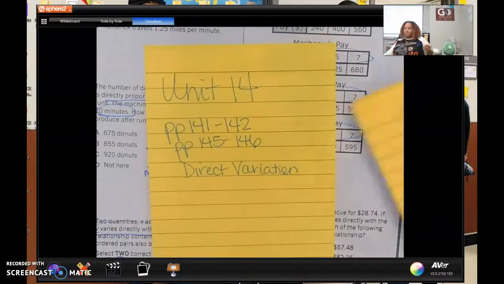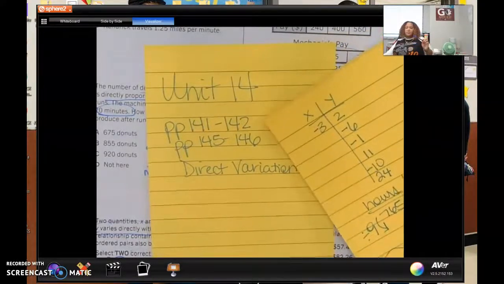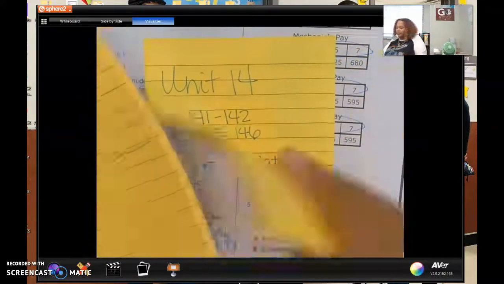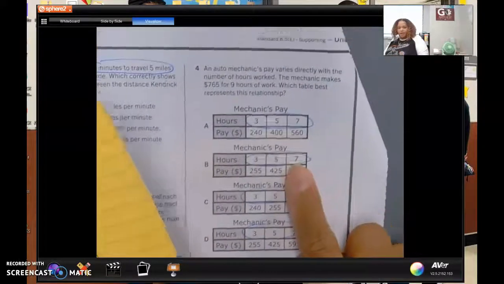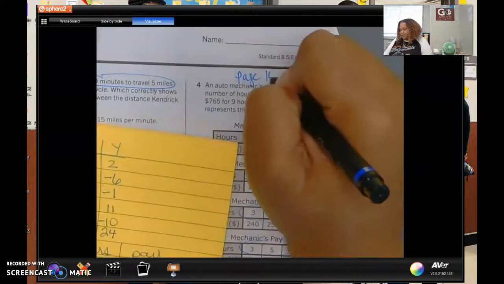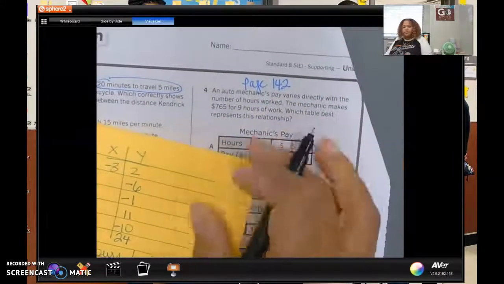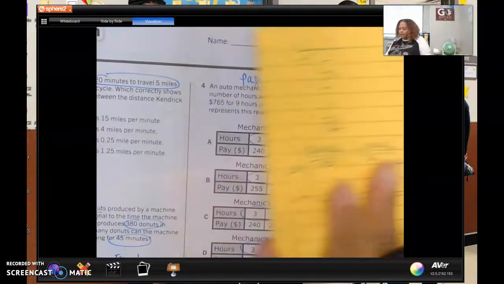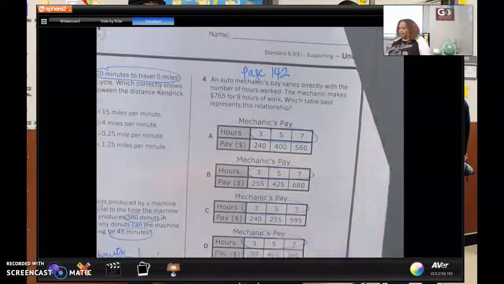Okay, so we're finishing Unit 14, pages 141 through 142 and 145 through 146. I left off on number 4 on page 142. I need to start writing the page numbers at the top so I know what point of reference to make. Okay, so I need 1 hour and then I need 3, 5, and 7 hours.